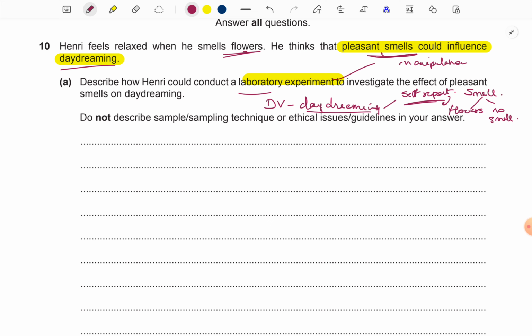Because here they're just saying it influences daydreaming, and they also say they feel relaxed. So somewhere I feel Henry thinks they're just going to daydream more and feel relaxed, because when we daydream we get that pleasant relaxation feeling.